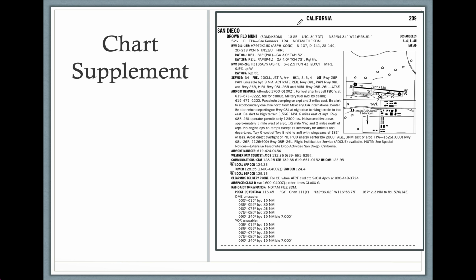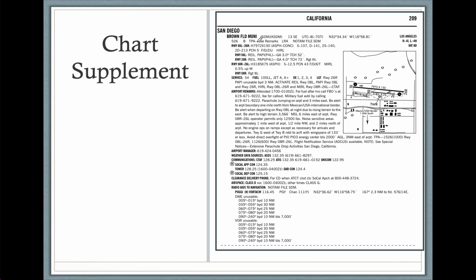In case you didn't figure this one out, Brown is SDM because it used to be San Diego Municipal Airport, but then too many people confused it with San Diego Montgomery or San Diego International Lindbergh, so they changed the name of this one to Brownfield Municipal, but it kept the SDM designation.